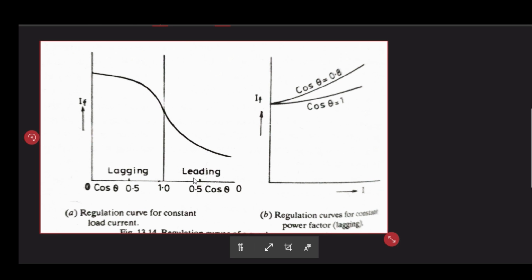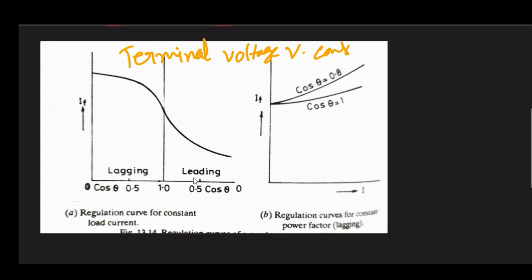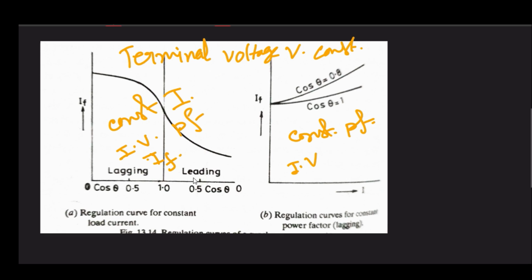Here, what is our constant? The constant is terminal voltage V. Here the constant is I, the independent variable is power factor, and the dependent variable is IF. And here the constant is power factor, the independent variable is load current or armature current IA, and the dependent variable is IF. This is known as regulation characteristics.